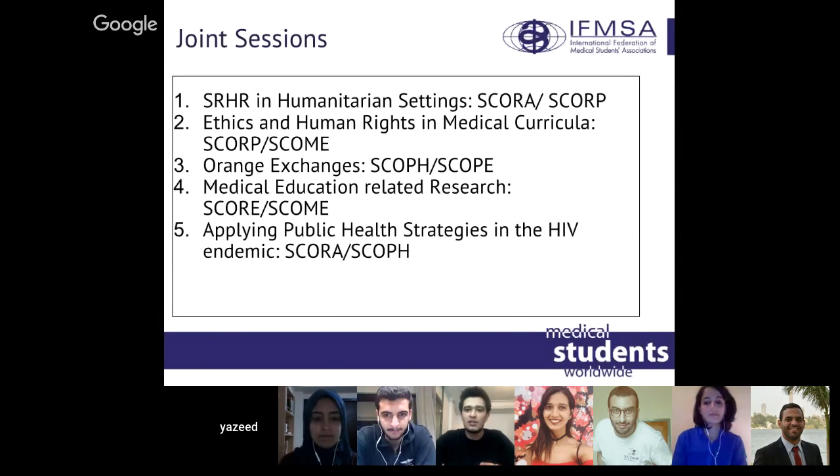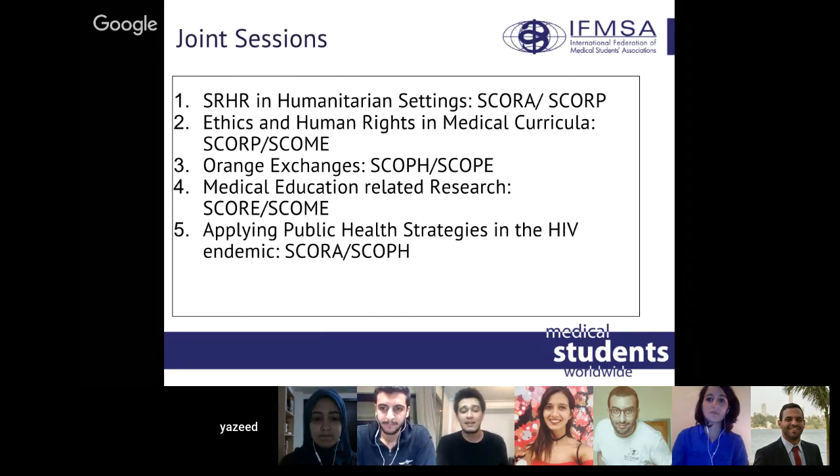The fourth session is medical education related research, which is a joint SCORE session, which will be conducted by Maru, our SCOME regional assistant, and Adli, our SCORE regional assistant. And finally, the fifth one is applying public health strategies in the HIV endemic, which is a joint SCORP session, which will be conducted by our SCOPH regional assistant, Omnia, and myself, EHAB SCORA regional assistant. These sessions will be conducted in the second day, so February 7th, and at 4.